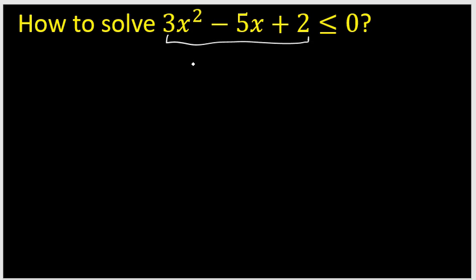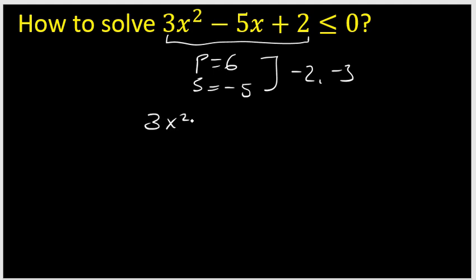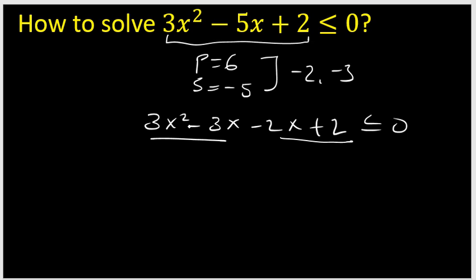So for that matter, first we have to think of two numbers whose product is 3 times 2, that is 6, and whose sum is the middle term, -5. These two numbers obviously will be -2 and -3. If we multiply, it will give us 6, and if we add them, it will be -5. So we can write 3x squared minus 3x minus 2x plus 2 less than or equal to 0, and then regroup like I did in the previous video.